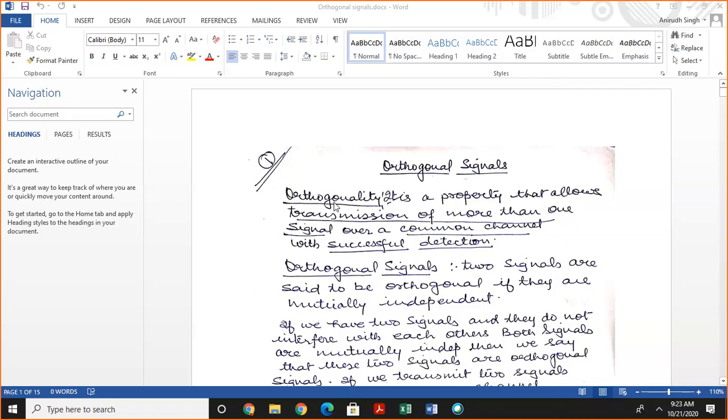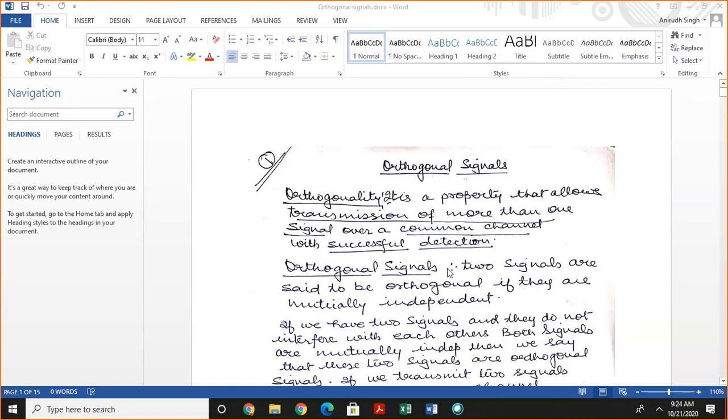First, we discuss orthogonality. It is a property that allows transmission of more than one signal over a common channel with successful detection. It means that if there are two signals transmitted over a single channel, and they are detected successfully at the receiver end, then these two signals do not interfere with one another and they are independent. In that case, these two signals are known as orthogonal signals.